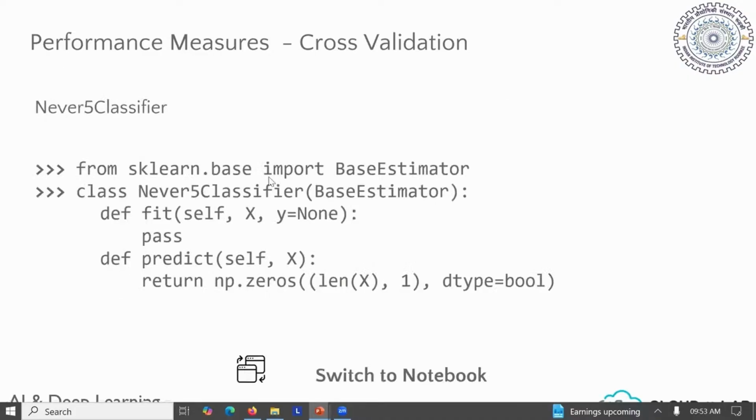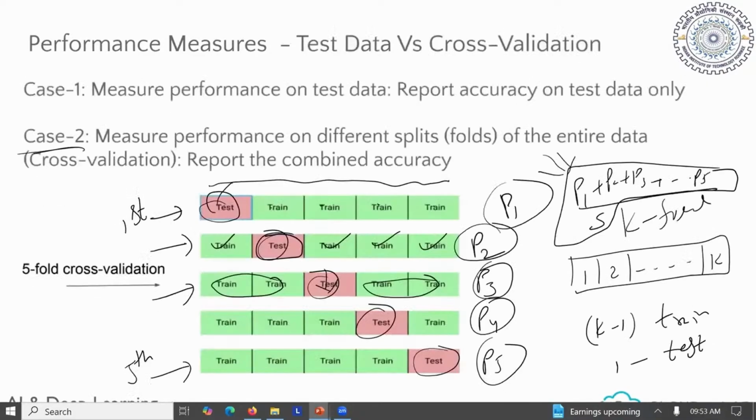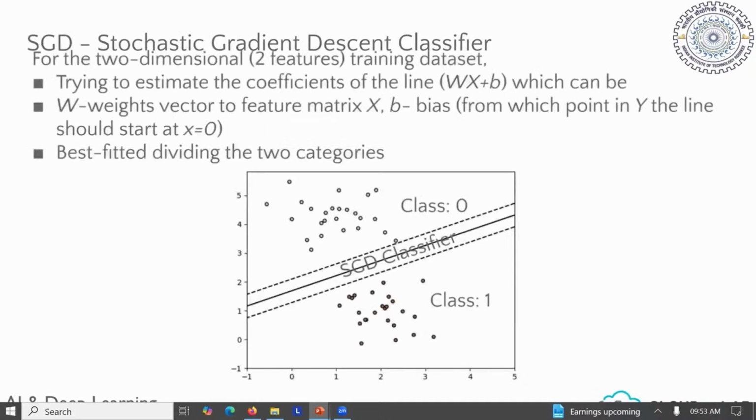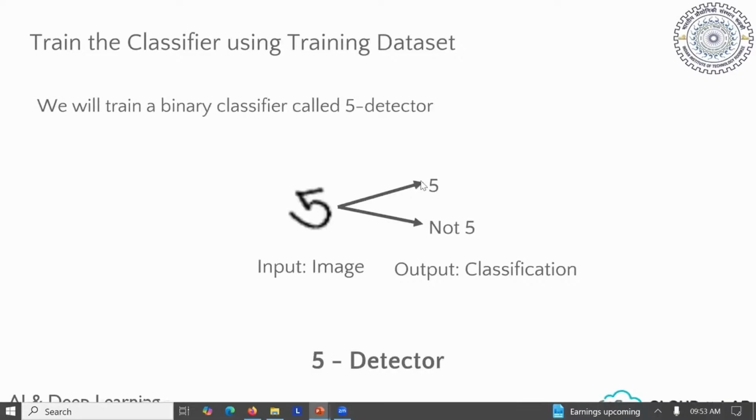Okay, so this is the code. As you can see, in the fit function we are not doing anything. And in the predict function, we are simply returning zeros, because 0 means not 5, right? Because here we are solving a binary classification task, 5 versus not 5. So here 5 means yes, true, or 1. Not 5 means false, no, or 0, right?